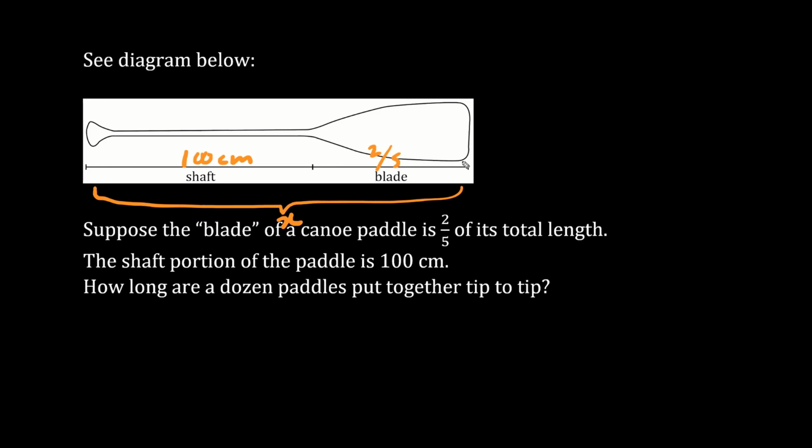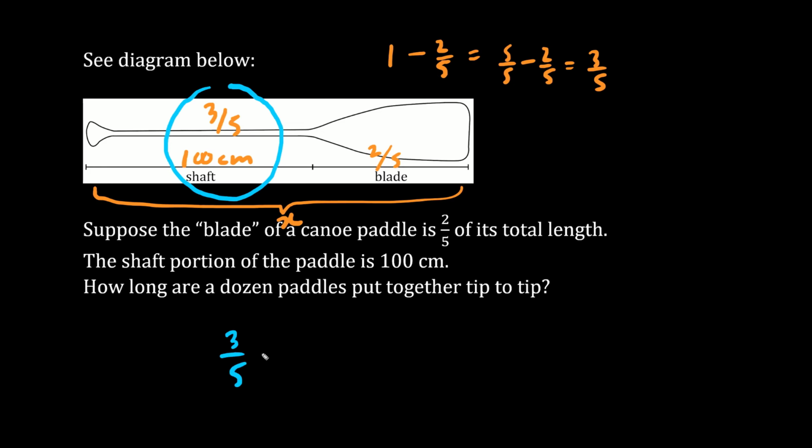This entire paddle is 5 out of 5. This blade portion is 2 out of 5. So when we're talking about the entire portion, 1 minus 2/5 is equal to 5 out of 5 minus 2/5, which is 3/5, the leftover. So this is 3 out of 5. So we're given that 3/5 of the entire paddle, 3/5 of x, the word "of" means we multiply, is 100 centimeters. So this is just a matter of algebra now.